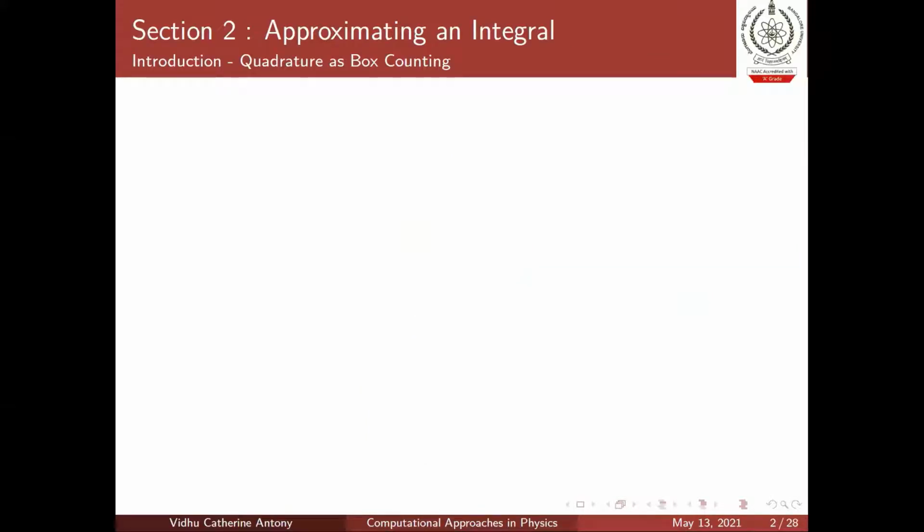Okay, so quadrature as box counting. What does quadrature basically mean? Quadrature basically means that you're trying to convert something into boxes, into quadrilaterals or square boxes. So what is integration all about? Basically, it's trying to discretize things and count them. You discretize things down to very small infinitesimal portions, and then you start counting them.